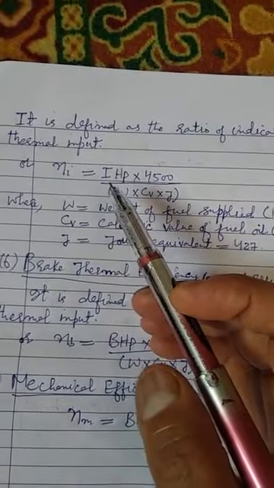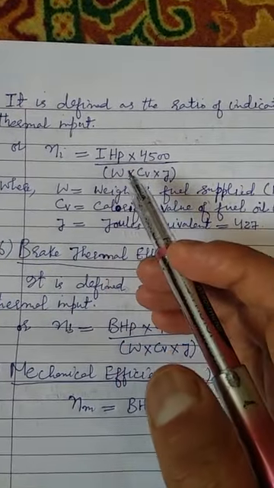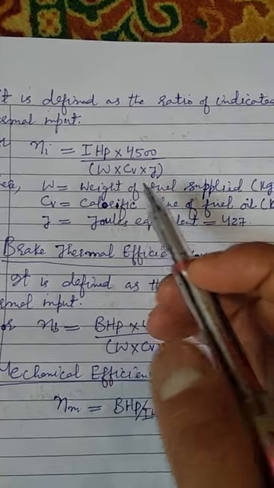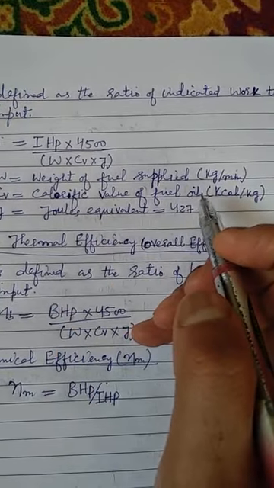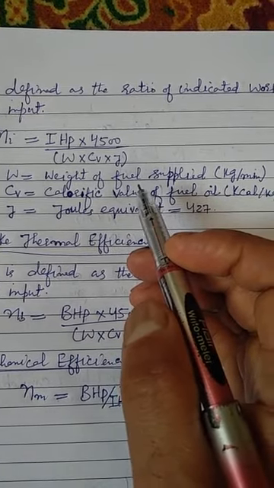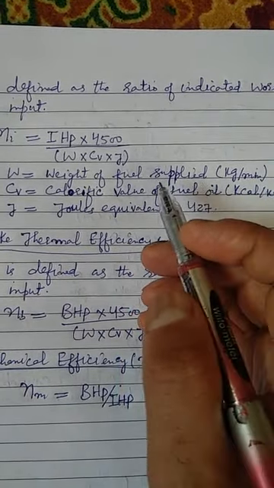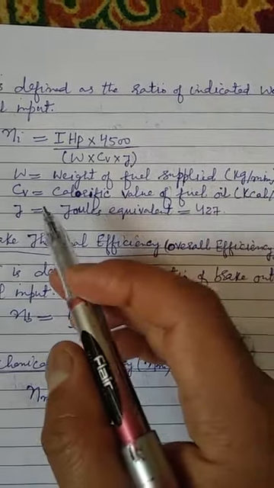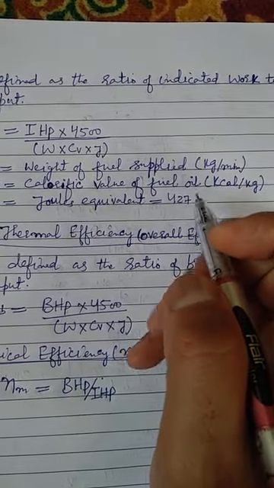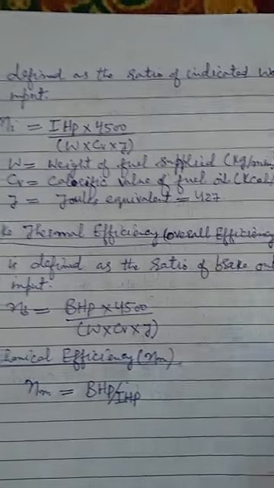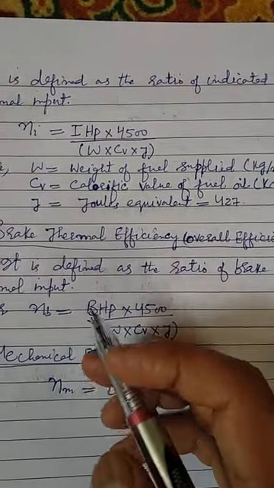So you can see here that indicated thermal efficiency is the ratio between the indicated horsepower and the energy given by W kg of fuel. W is the weight of the fuel supplied in kg per minute, or the quantity of fuel supplied per minute. CV is the calorific value of the fuel oil in kilocalorie per kg, and J is the joule's equivalent whose value is 427. So this is the indicated thermal efficiency.